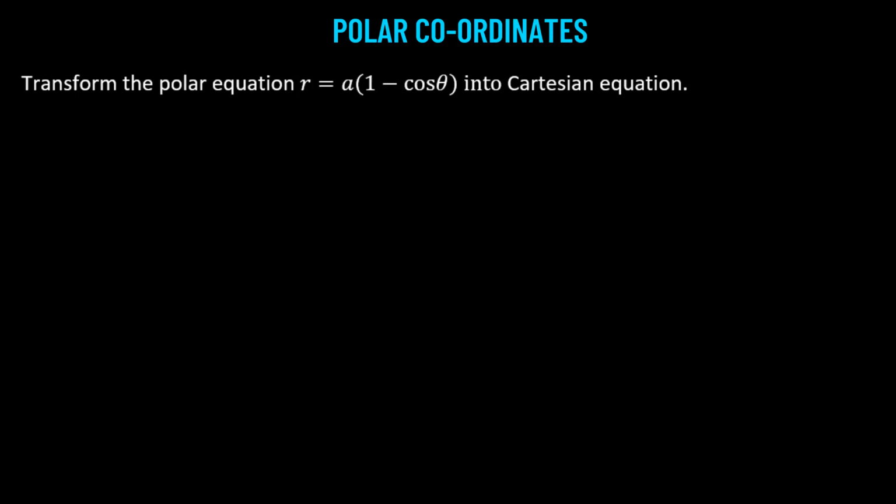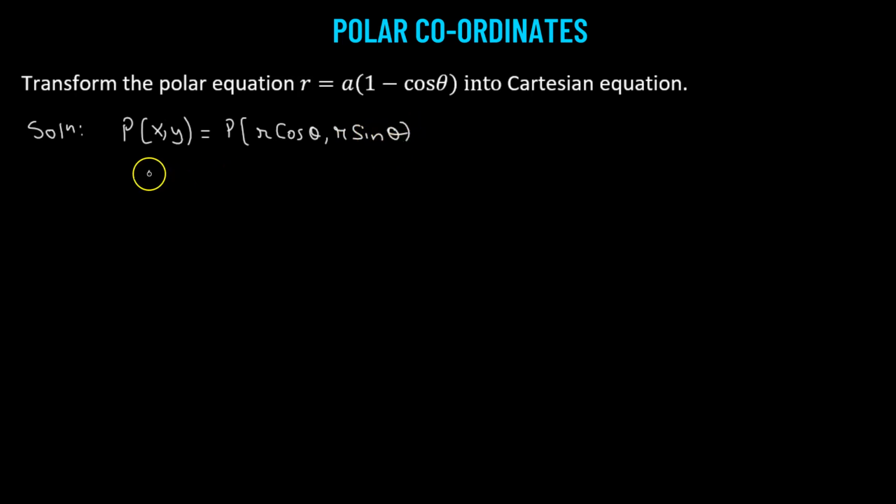In this problem, we need to transform the polar equation r equals a times 1 minus cosine theta into its Cartesian equation or its Cartesian equivalent. So let us begin. Let's say we have a point P with Cartesian coordinates x, y, then the same point P can also be expressed in its polar form as r cosine theta, r sine theta.